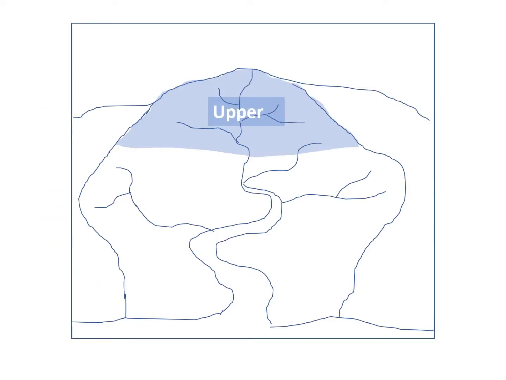So if last lesson we looked at the upper course where we find the source of a river, this lesson we're going to now look at the middle course where the river gets wider and deeper.